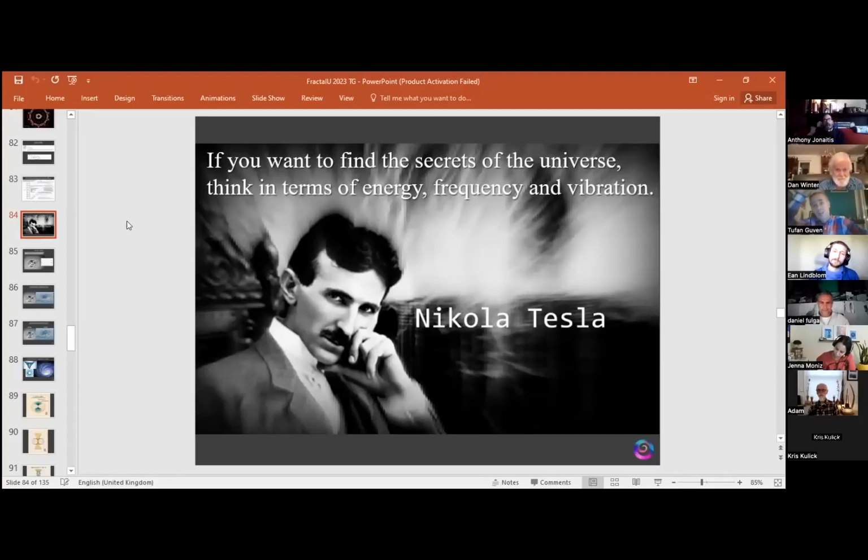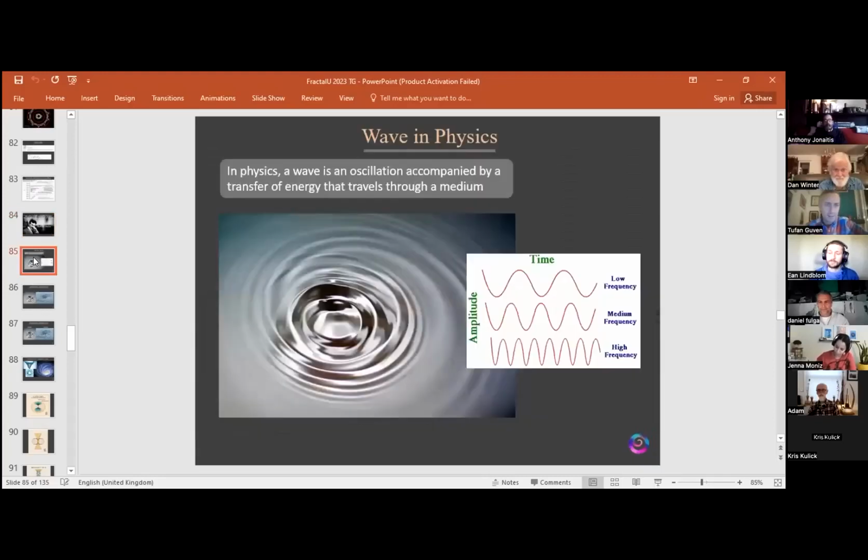Energy, frequency, and vibration. This is what we also suggest. And so a wave, in physics, is an oscillation accompanied by a transfer of energy that travels through a medium. Imagine yourself throwing a stone into the water, and that creates these ripples and waves, and you get that cross section, and you will find a sine wave on the surface.